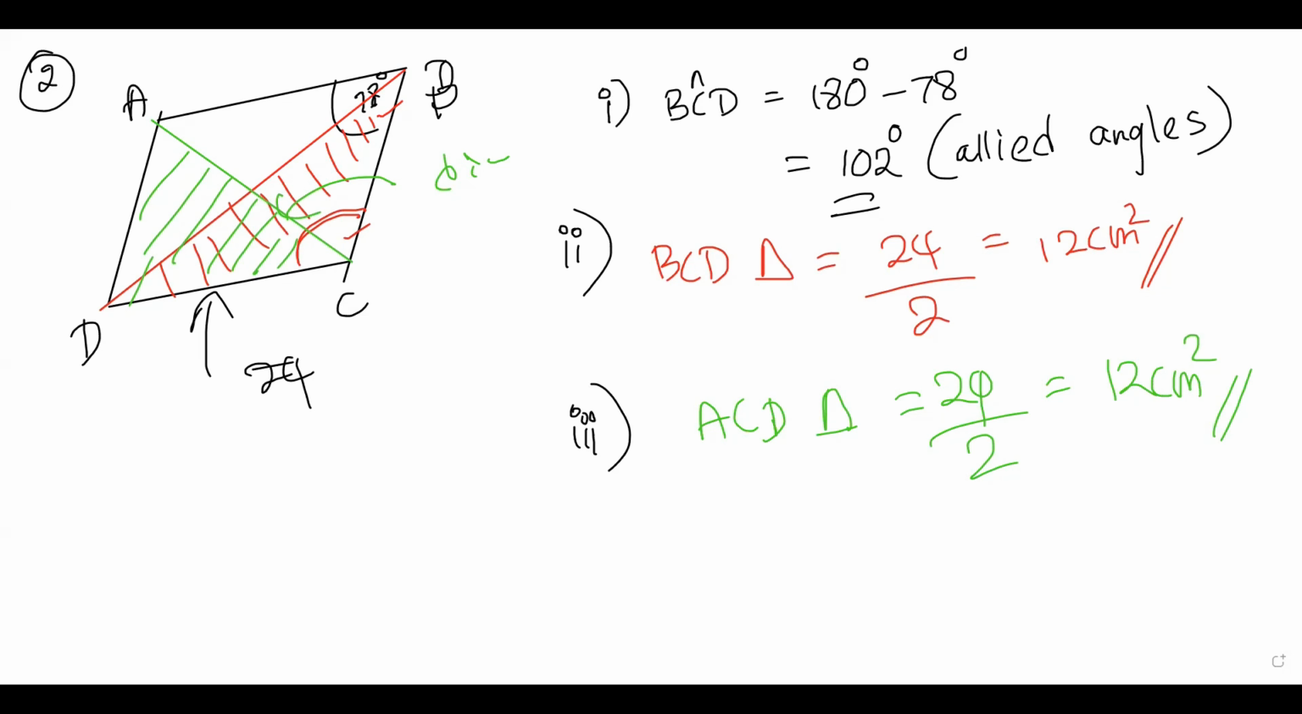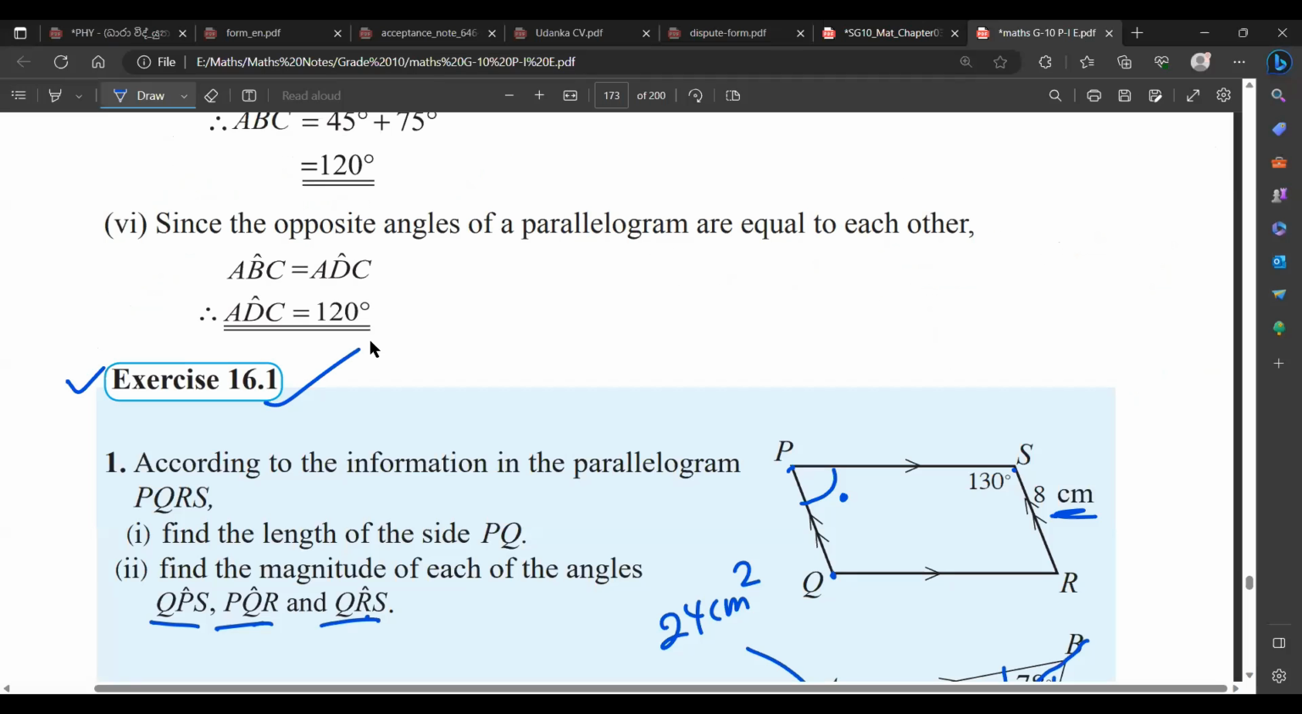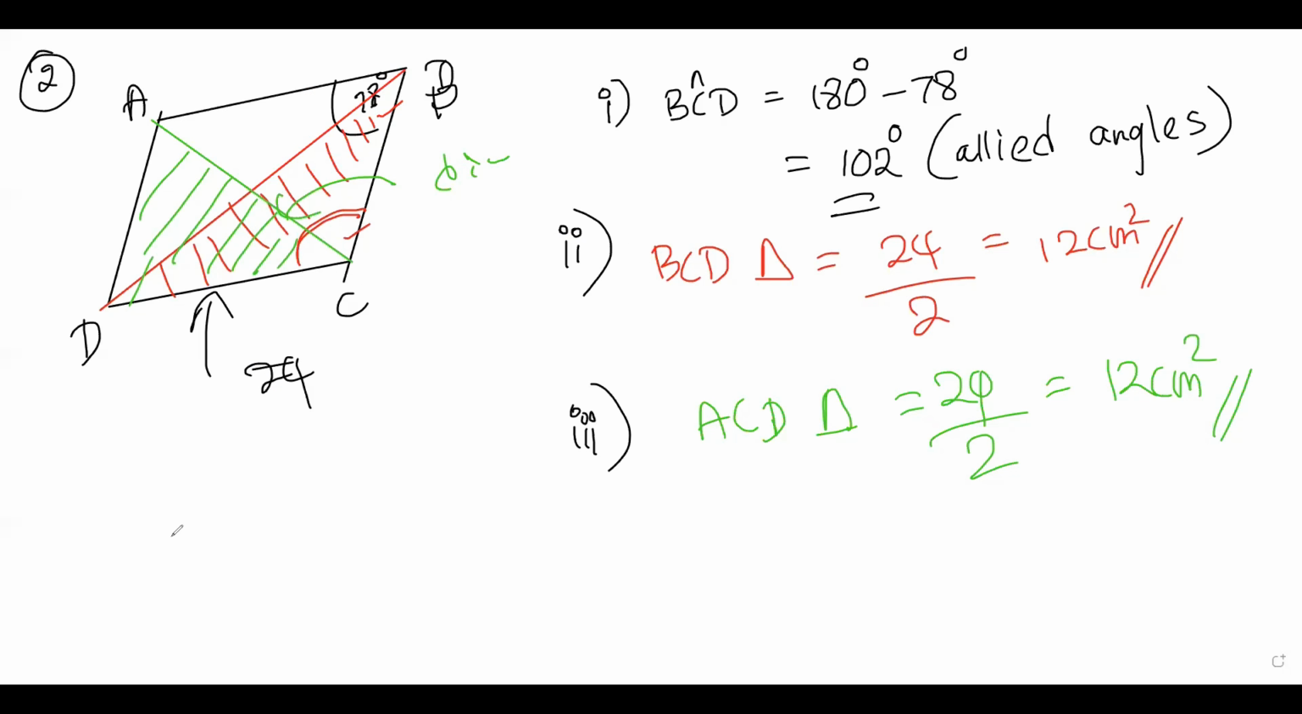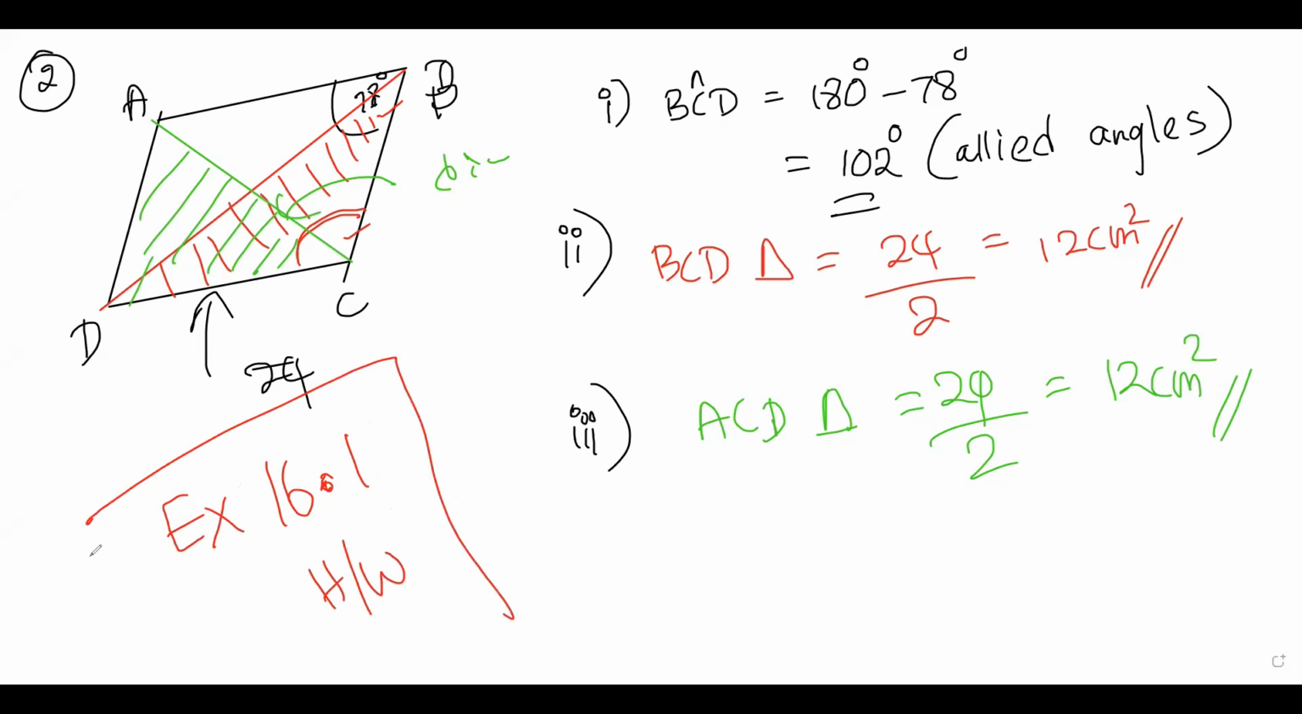Now, you can do the other questions. 3, 4, 5, 6, 7. Other 4 questions. 5 questions, no? You can do 16.1 as homework, no? So the remaining questions should be homework. So 16.1, do it as homework. Do this exercise as homework.